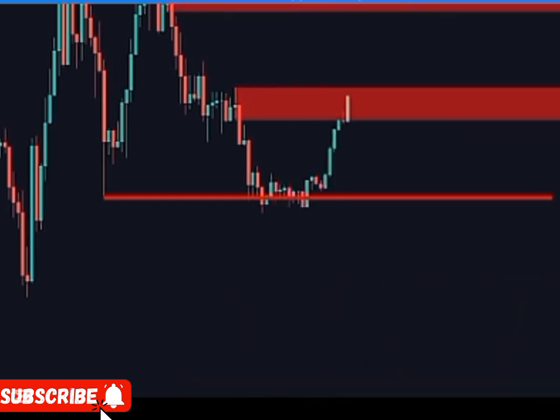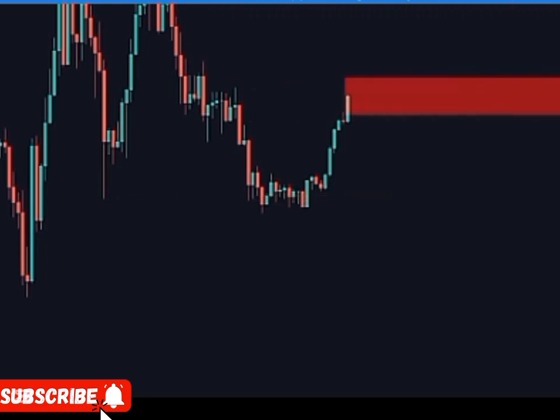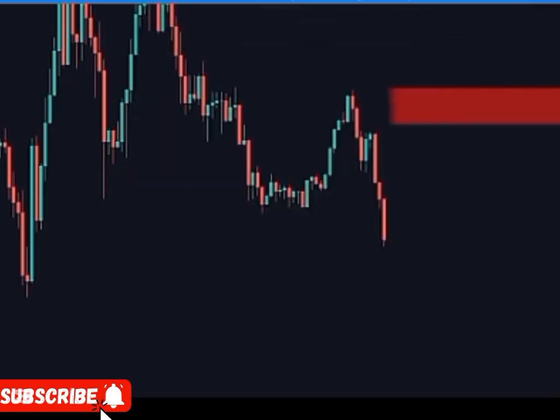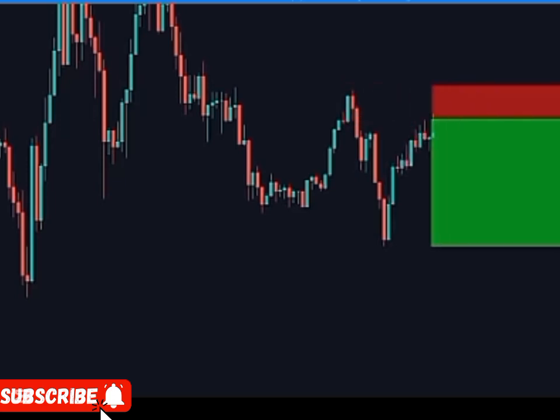Price comes back up to this zone, we enter, set our stop loss right above the area of supply, and set our take profit at the recent low. Boom, we got an easy winning trade. But wait, we're not done. Price created another area of supply up here, and we're still in a downtrend. So we wait for price to come up to the supply, enter, set our stop loss above the area of supply, target recent lows, another winning trade.